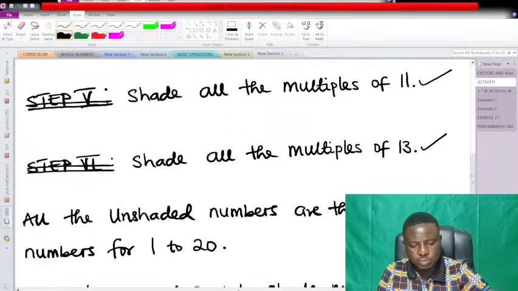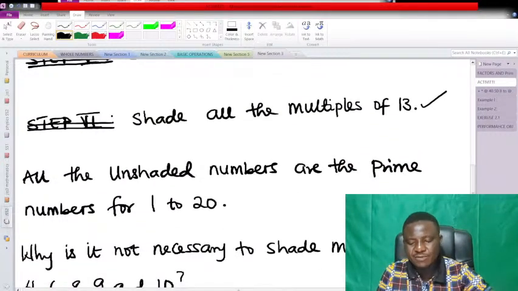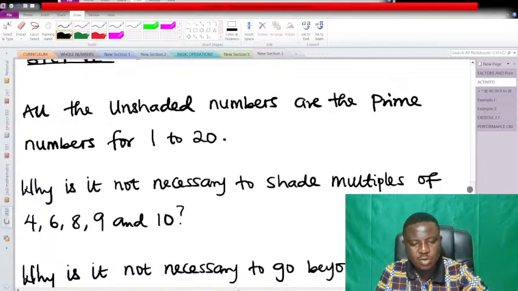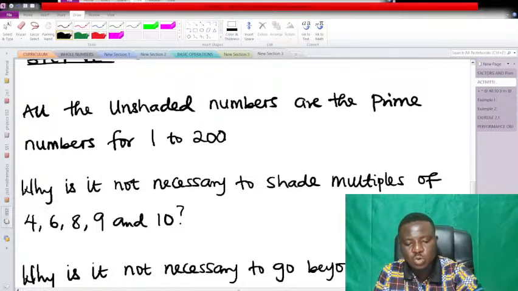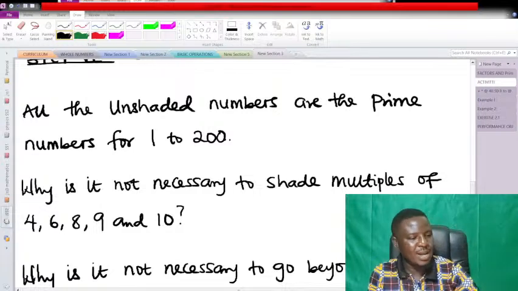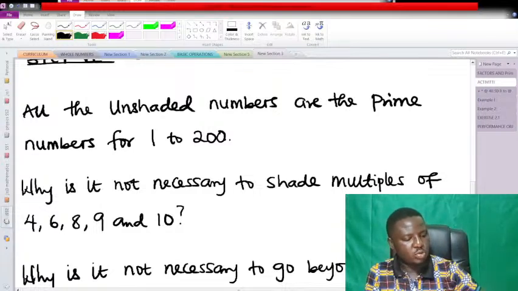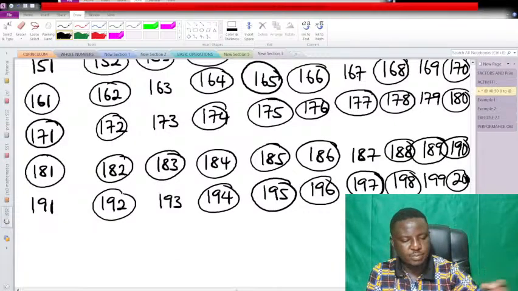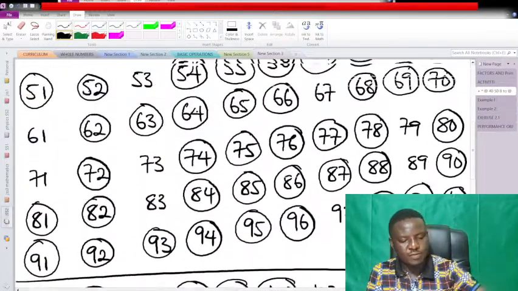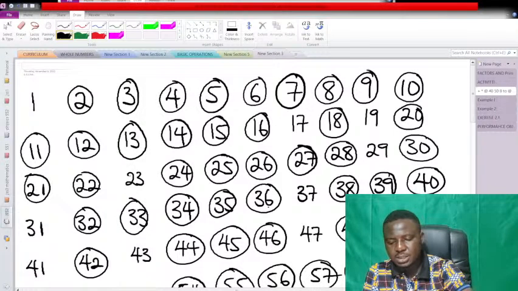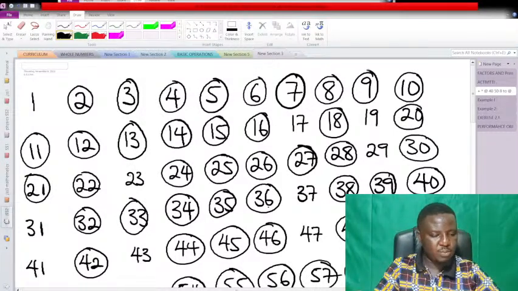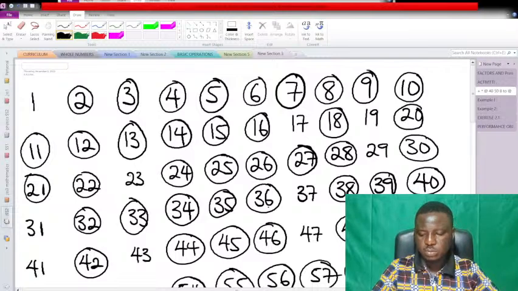Now, what is left? I said all the unshaded numbers are the prime numbers from 1 to 200. All the unshaded numbers. So let's write them out. All those that were unshaded, we have 1. I'm going to write them out.